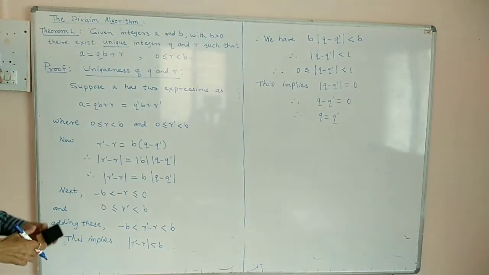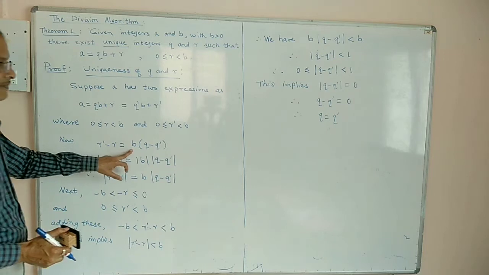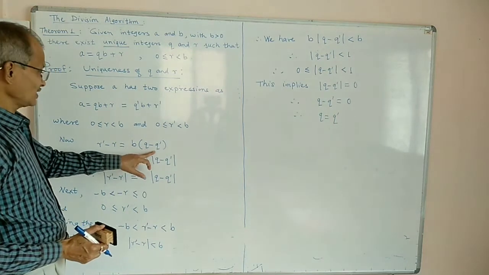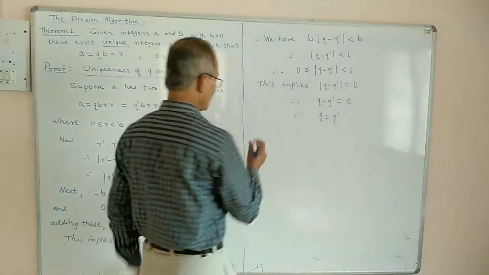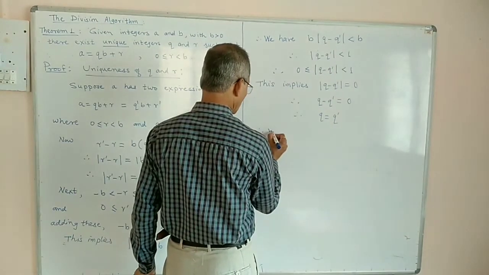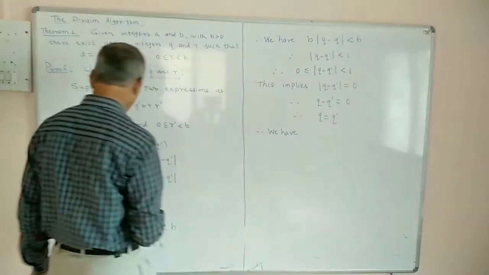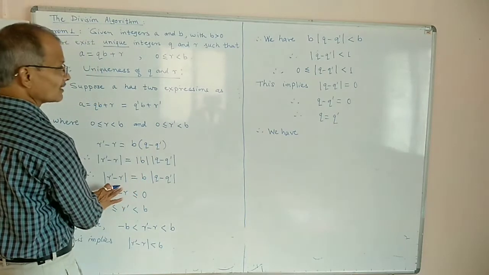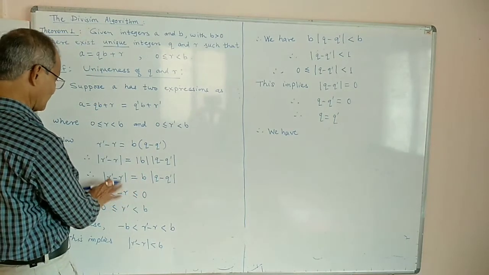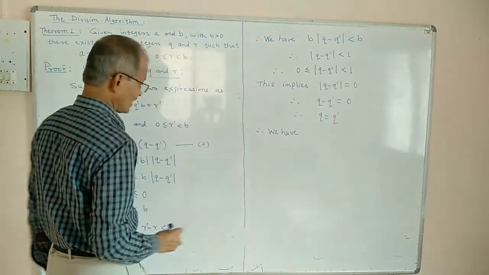And now see, if q is equal to q dash, from this relation you see q minus q dash is 0, therefore r dash minus r is equal to 0. Therefore we have, now we may refer to this relation as, say, equation 2 by 2.